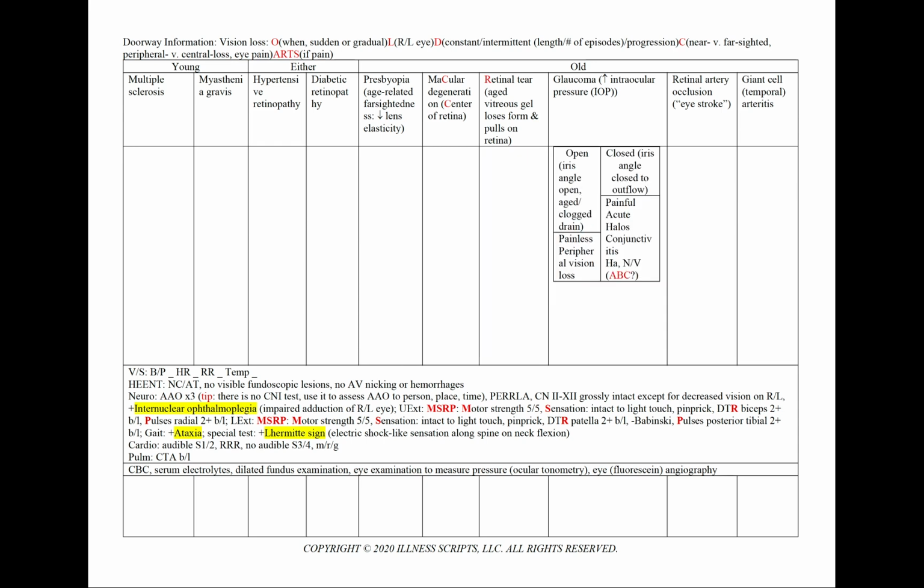In glaucoma, an increase in intraocular pressure can cause both open or closed angle. In open, the iris angle remains open, but because of an aged or clogged drain, we'll see painless, peripheral vision loss. In closed, the iris angle is now closed to outflow, and so we'll have now painful vision loss. It will be acute. We can also see halos and conjunctivitis with headache and nausea and vomiting.